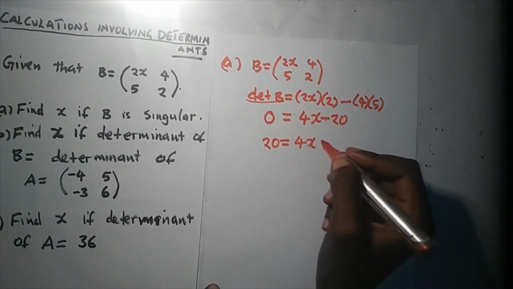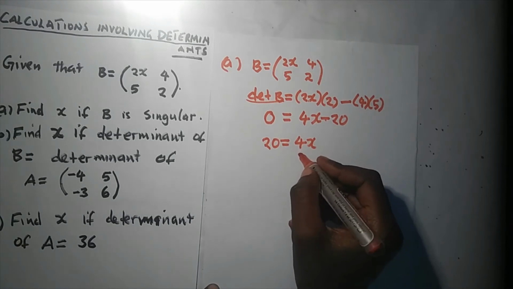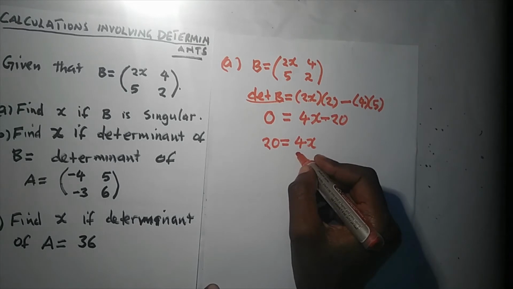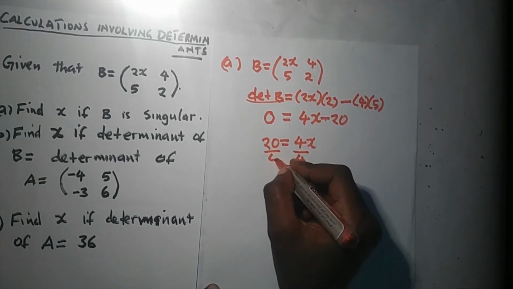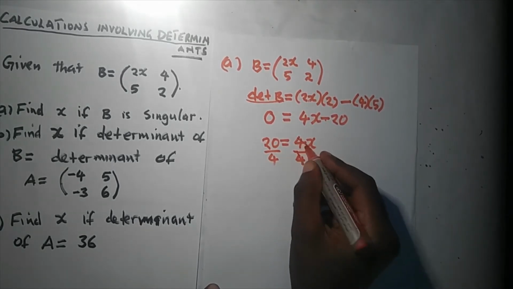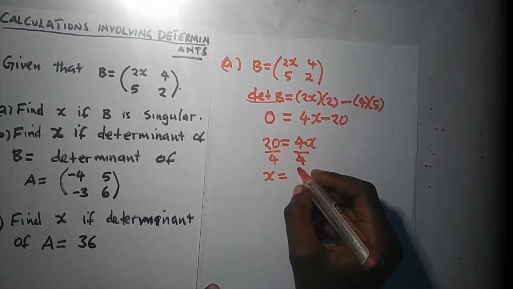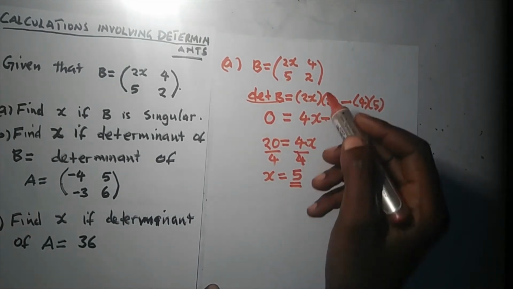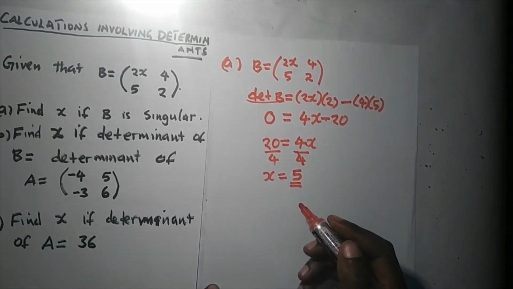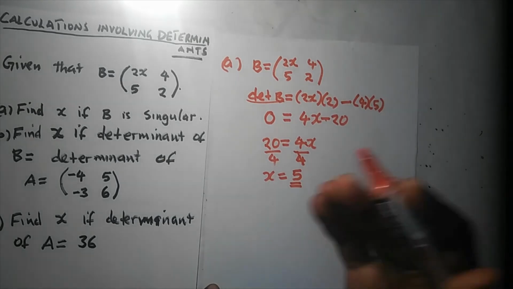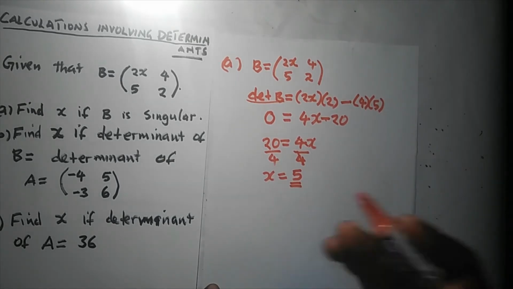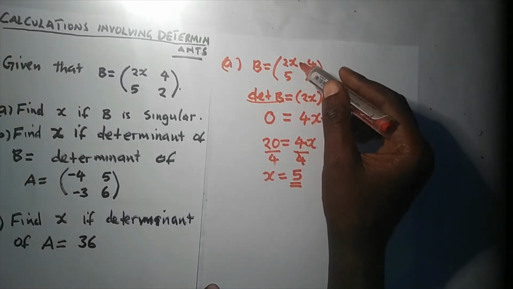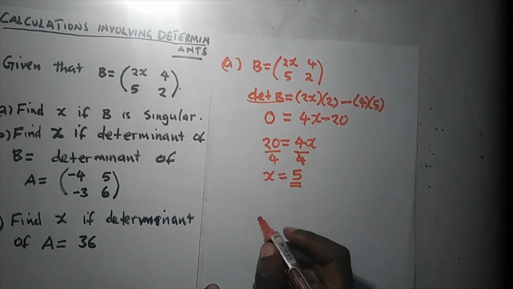Then we can collect the like terms now. So negative 20 will come this side to be a positive number. So we are going to have 20 is equal to 4x. It has a negative, so it will be a positive when it crosses the equal sign. Then we divide both sides by this 4 here so that we can have x remaining there. So we have over 4 and over 4. When these two cancel, you remain with x is equal to 4 into 20, you have 5 there. So when the determinant is 0 or the matrix is singular, then x is going to be equal to 5. If there are any follow-up questions, for example, find the inverse, all you do is just substitute this value where there is x so that you have numbers only, and then you can calculate the other things asked.